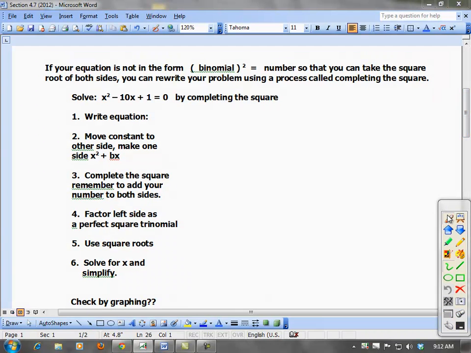All right, now you'll notice I have a lot of stuff going on, and I'm going to walk you step by step through exactly what we need to do in order to find this binomial squared equals a number, to find a factored equation. So here's what we're going to do.